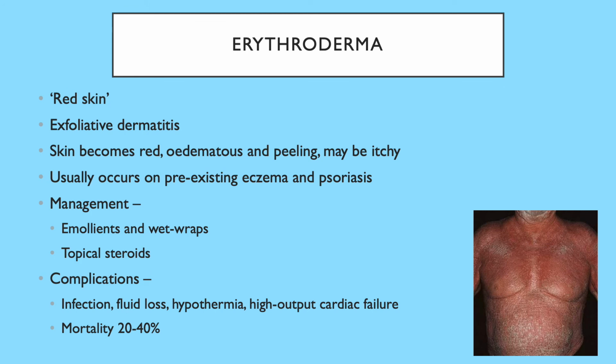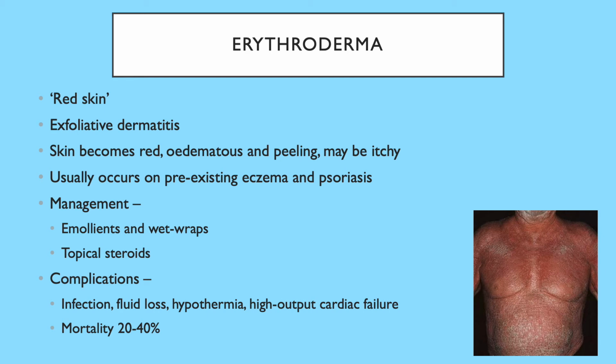Erythroderma literally means red skin. It is also called exfoliative dermatitis. More than 90% of the skin surface becomes red, warm, edematous and peeling. It may be itchy. Patients are usually systemically unwell with malaise and lymphadenopathy.